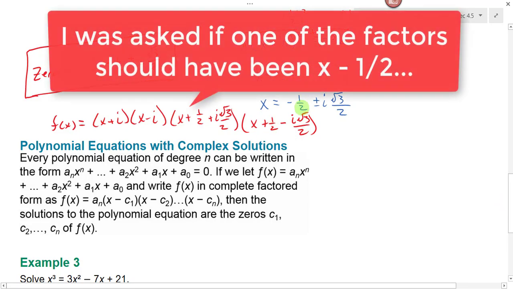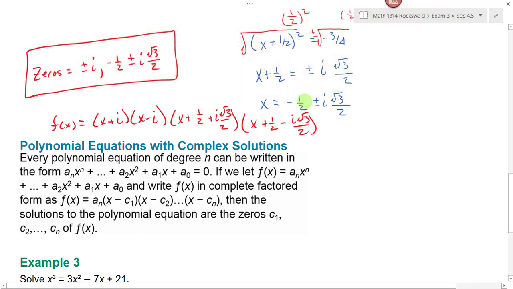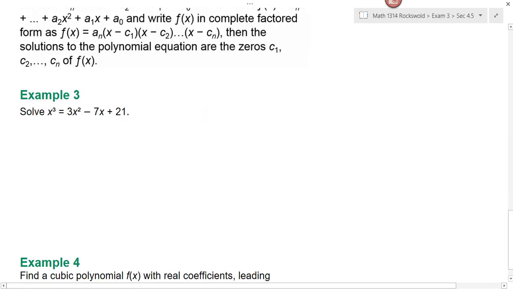Question? No, they should both be a positive 1/2, because if I set this factor equal to 0, I need that 1/2 to be negative on both of these. The signs in between the 1/2 and the i term are opposite. That's why these signs are opposite, but this sign is going to be positive because that's a negative right there. Remember, when you write your zeros as factors, you change the sign in front of the number. The sign in front of this number was negative, so this is why this is a positive here, and the signs in between the real part and the imaginary part are opposite. Good question.